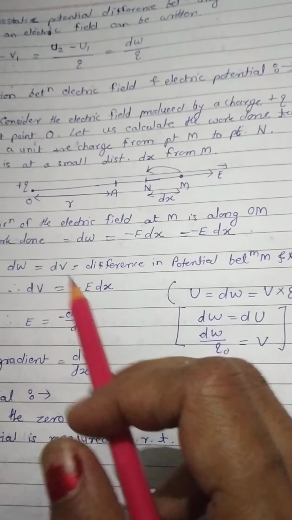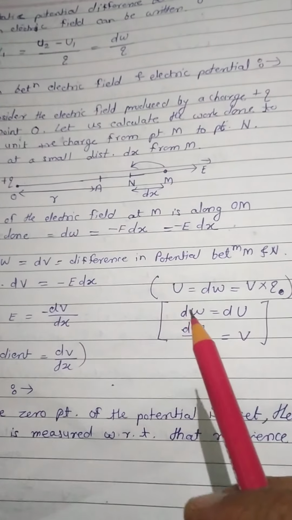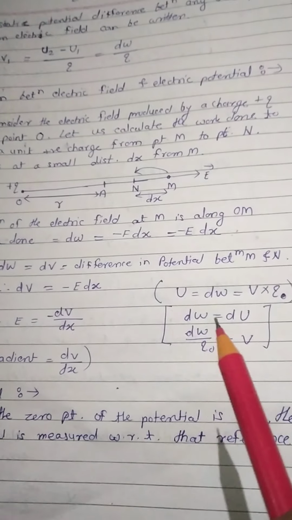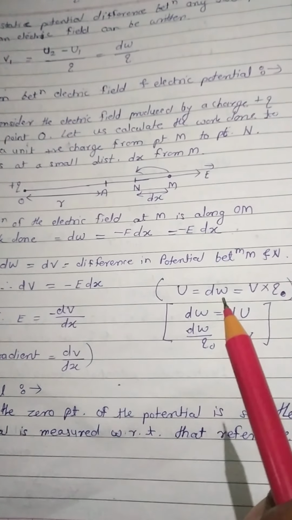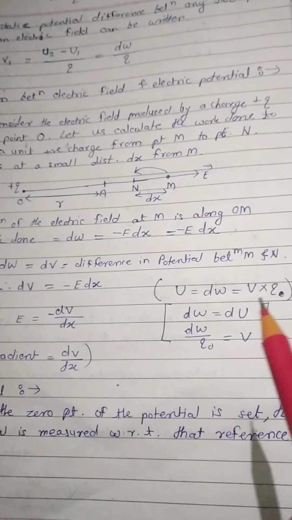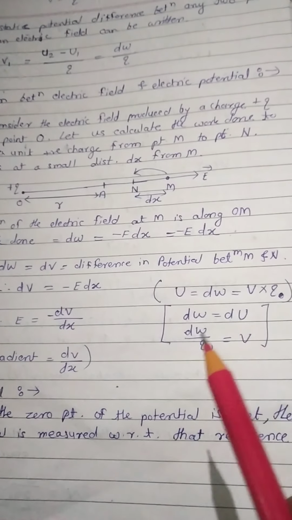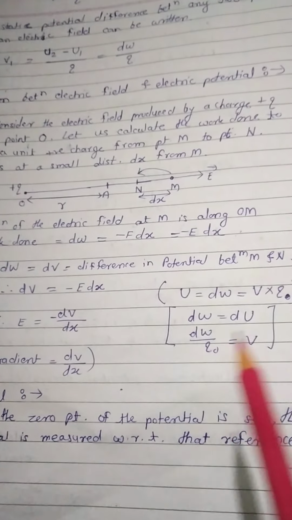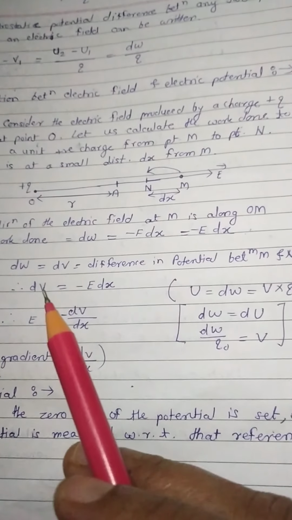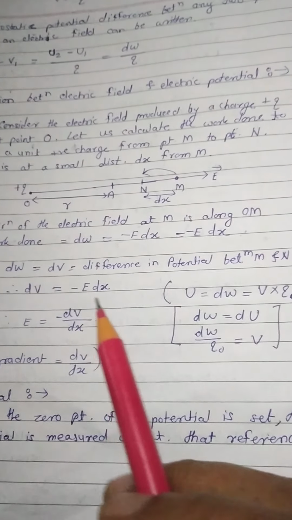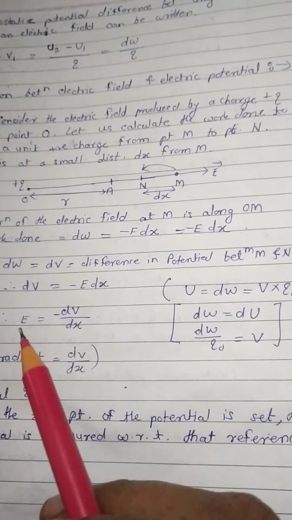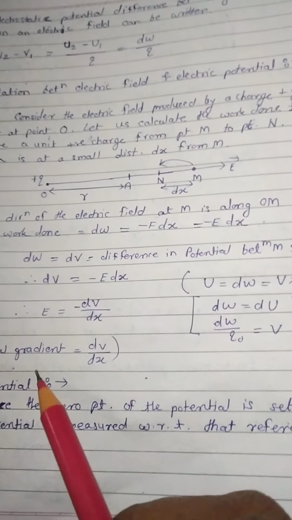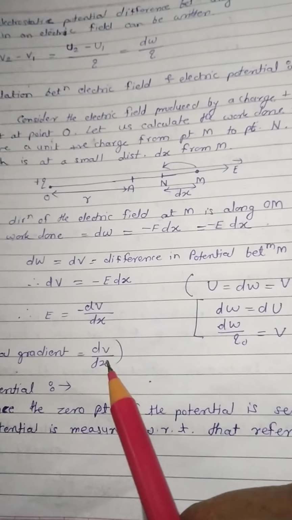This formula comes from the point we already learned previously. We know that U, the energy, is nothing but dW, which is V times the charge Q. So dW upon the charge Q naught is equal to V. Using this concept, we find dV is equal to minus E dx. Rearranging this equation, E is equal to minus dV upon dx. dV upon dx is nothing but the potential gradient.